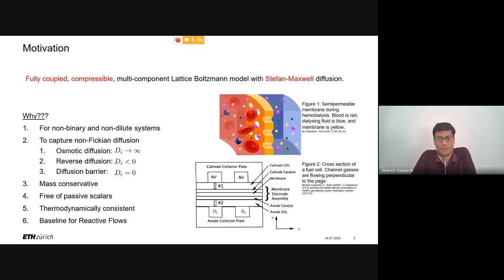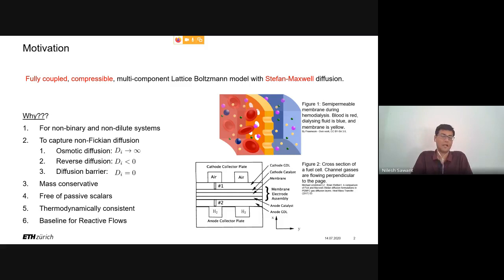Or sometimes what happens is there's a very high gradient of concentration, which means a very high driving force, but then there's no diffusion happening. That is what is termed in some papers as diffusion barrier. And in terms of Fickian diffusion, that would mean that the diffusion coefficient is actually zero. So what I intend to say is that the Stefan-Maxwell diffusion is a more general form of diffusion that can capture a lot more interesting phenomena than Fickian diffusion can capture.